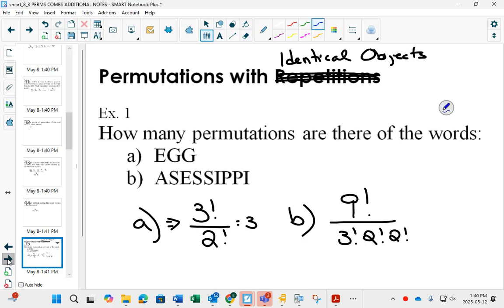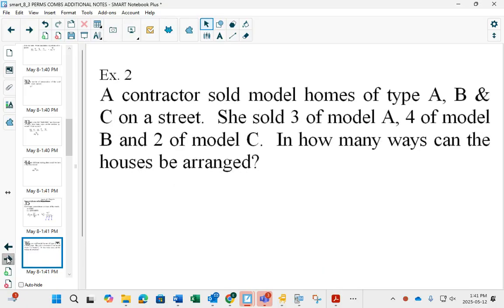And sometimes they'll ask you to explain. This is enough of an explanation. The S's, the I's, and the P's. Just so you have an explanation of where you got those numbers from. Sometimes the identical objects are sort of disguised in a word problem. So you have to read the problem and then decide, well, what strategy would I have in this case?